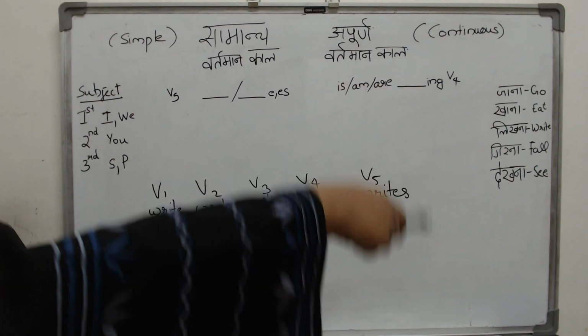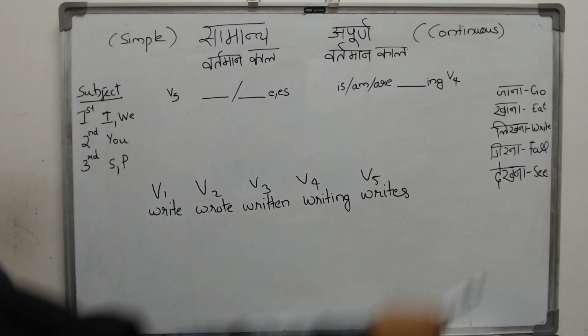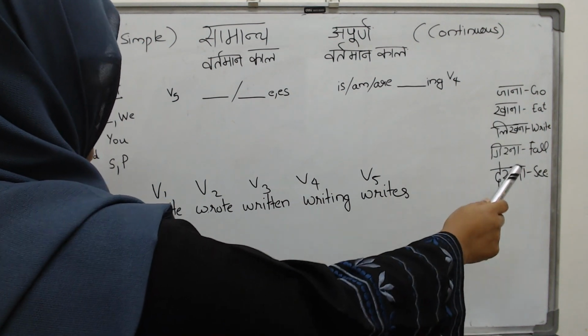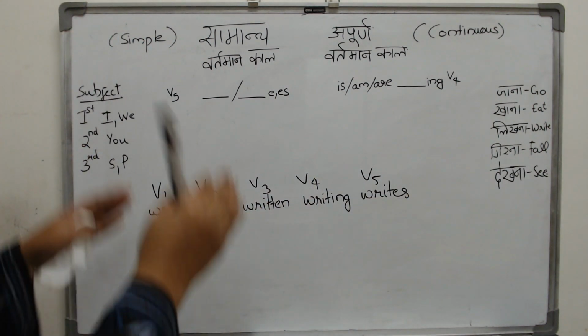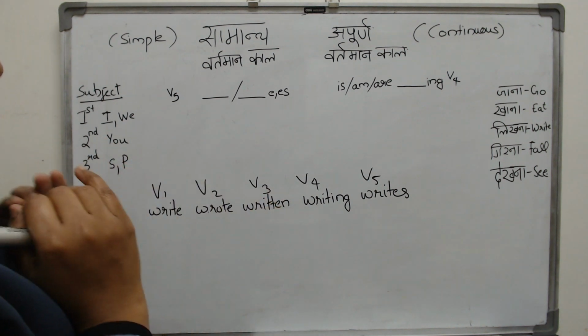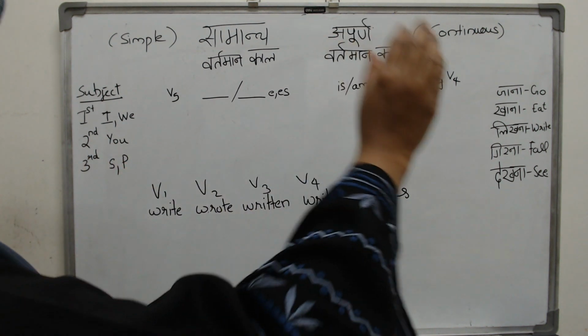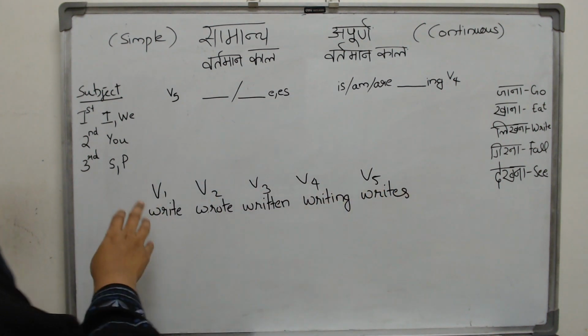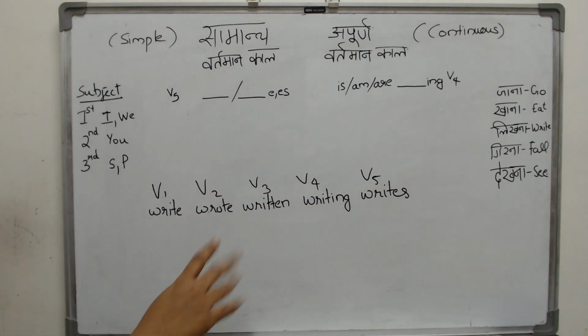Now I have written down some in Hindi and in English. Jana, khana, likhna, girna, dekhna, go, eat, write, fall, see. Now this is the basic form, the root form. Now with this, in English we have 5 different forms. We call it the V1, V2, V3, etc.